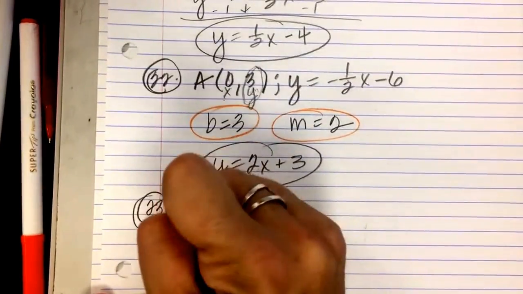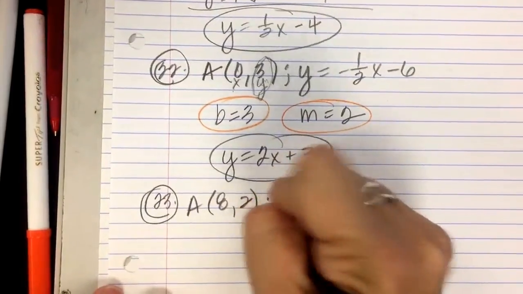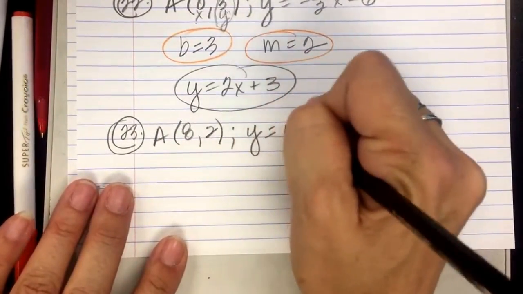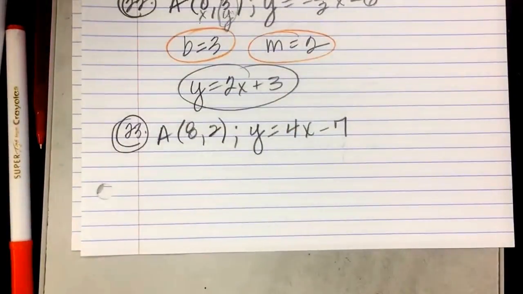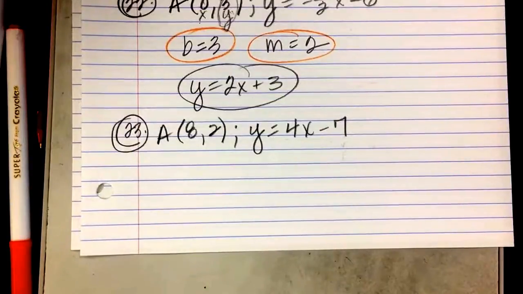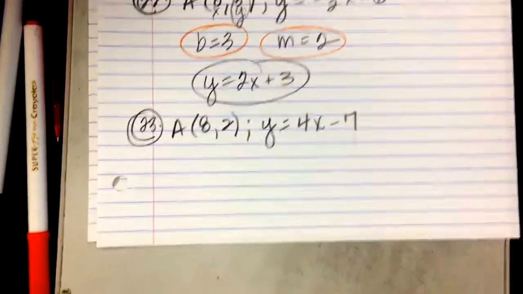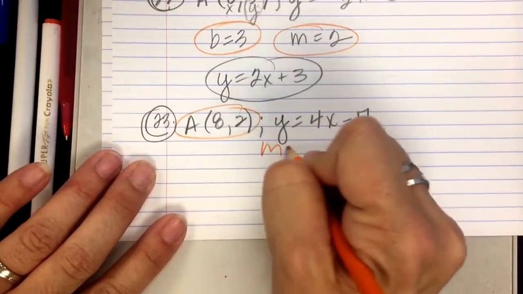23, the point 8, 2, it's got to go through 8 and 2, perpendicular to 4x minus 7. The slope of the line it's got to be perpendicular to is 4. And so the slope of my new line has got to be the opposite reciprocal of 4, which is going to be -1/4.